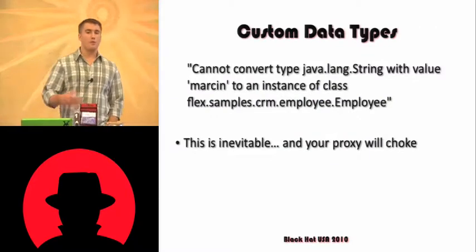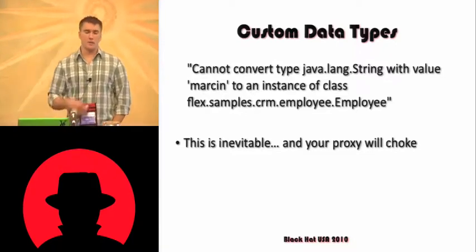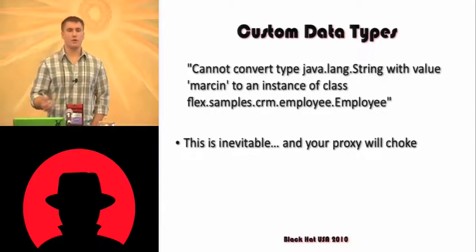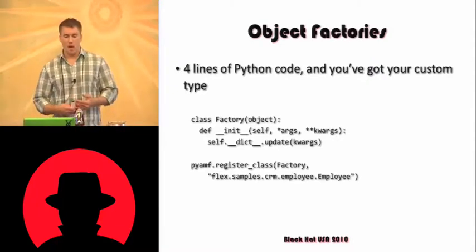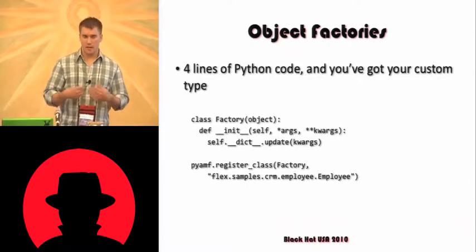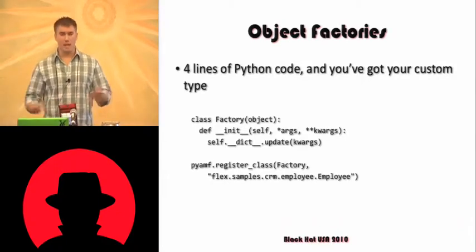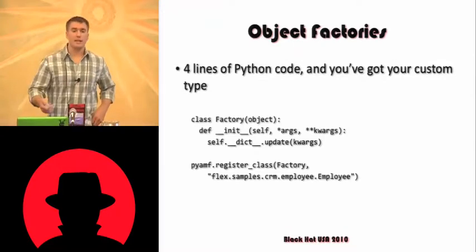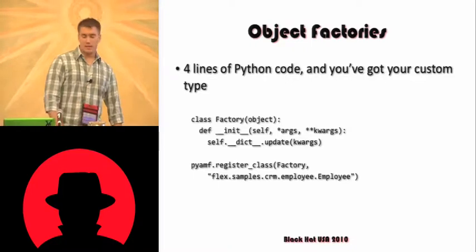You probably will run into cases where the Flex client is actually passing back custom objects to the server. So say you have some employee object. When your proxy goes to actually try to deserialize this, it's going to choke on it because it doesn't know the structure of that object. So what we could do in literally four lines of Python is create an object factory. And this object factory is just basically a dictionary behind it. And then we just register that class with an alias, a class name alias. So that when PyAMF goes to encode or decode that object into an AMF stream, it encodes it as, say, that employee object versus just some dictionary. So that when the server then gets it, it knows that it's an employee object and not a dictionary or a hash map or whatever, and it works. So that's that.